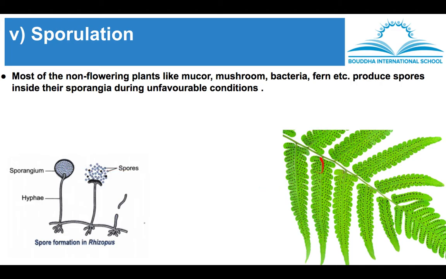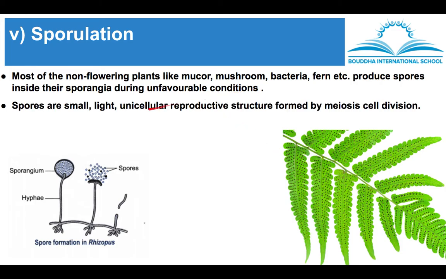So this is a fern plant. If you look at the back side of the leaf of fern plant, then you can find black dot structure. Inside it, you will find sporangium. Sporangium is a bag-like structure inside which spores are produced. And these spores are produced during the unfavorable conditions.